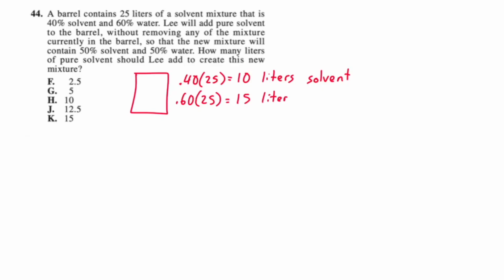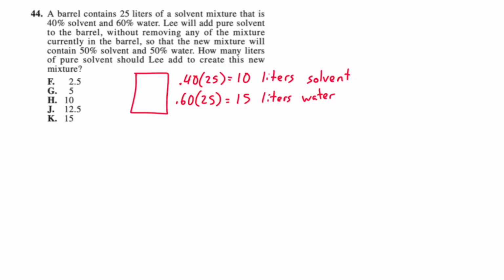By the way, that was water. The reason this helps me is because now I have concrete values. I know how much solvent and I know how much water is in there. Now he's going to start adding pure solvent because there's not as much solvent in there currently. He's going to add more of that until it's balanced out 50-50.